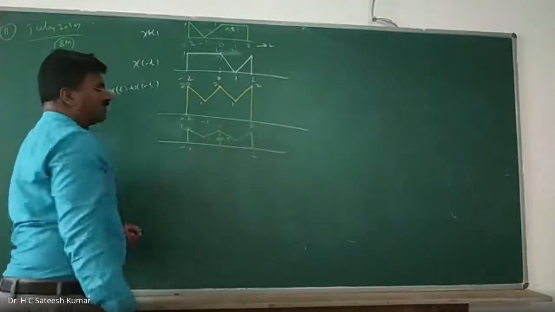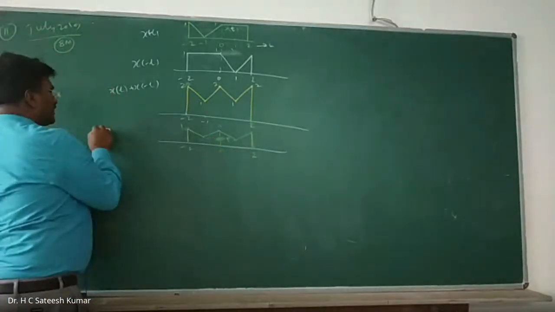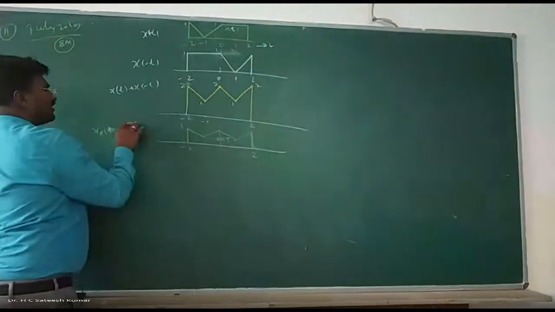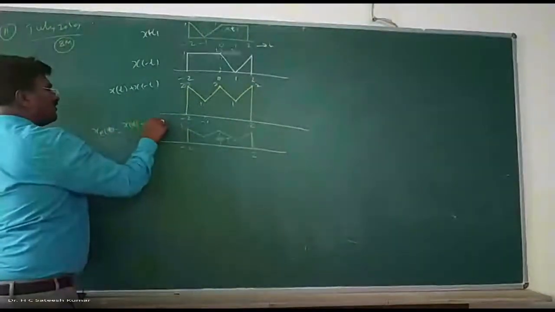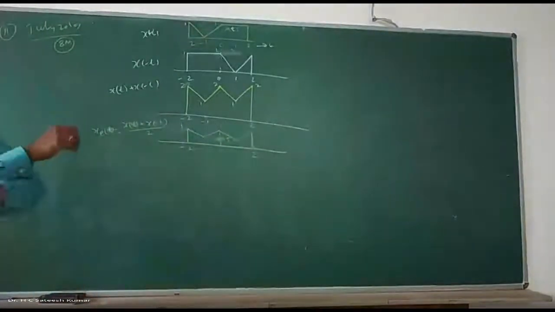And we can verify the answer. It is symmetric about the origin. xe of t is equal to x of t plus x of minus t, divided by 2.